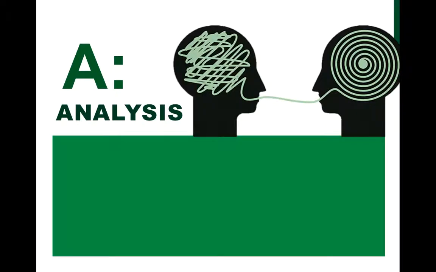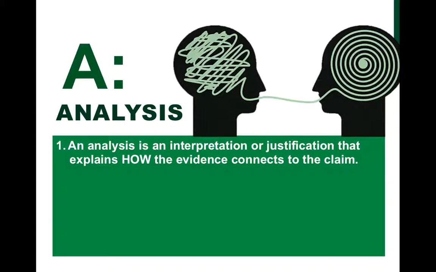After you have your evidence, you'll want to analyze it. And this ensures that your readers will get the same message that you did from that evidence. If we just leave the evidence there without any explanation, our readers will often take it in a direction that we didn't necessarily intend. The first thing to think of with analysis is that it can be a type of interpretation or justification that explains how the evidence connects to the claim.